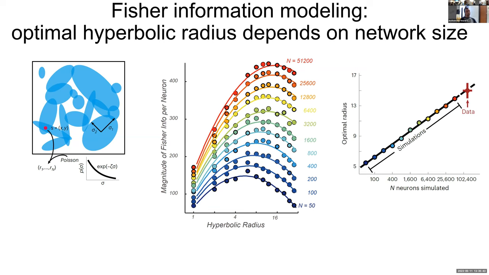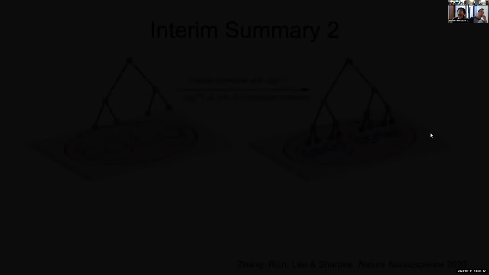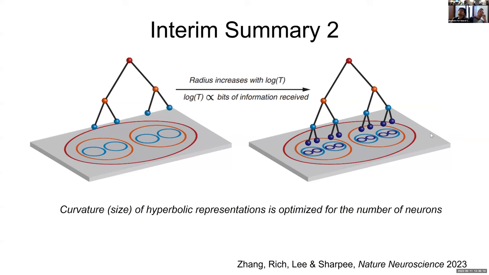And then the match is that these are simulations and this is the data, and it lies on the same curve. The data point is obtained by taking the number of neurons in the CA1 region, and the curvature is the curvature that we extract by fitting the data. So it suggests that the number of neurons in CA1 and the curvature of their representation are matched based on what would be expected for accuracy.